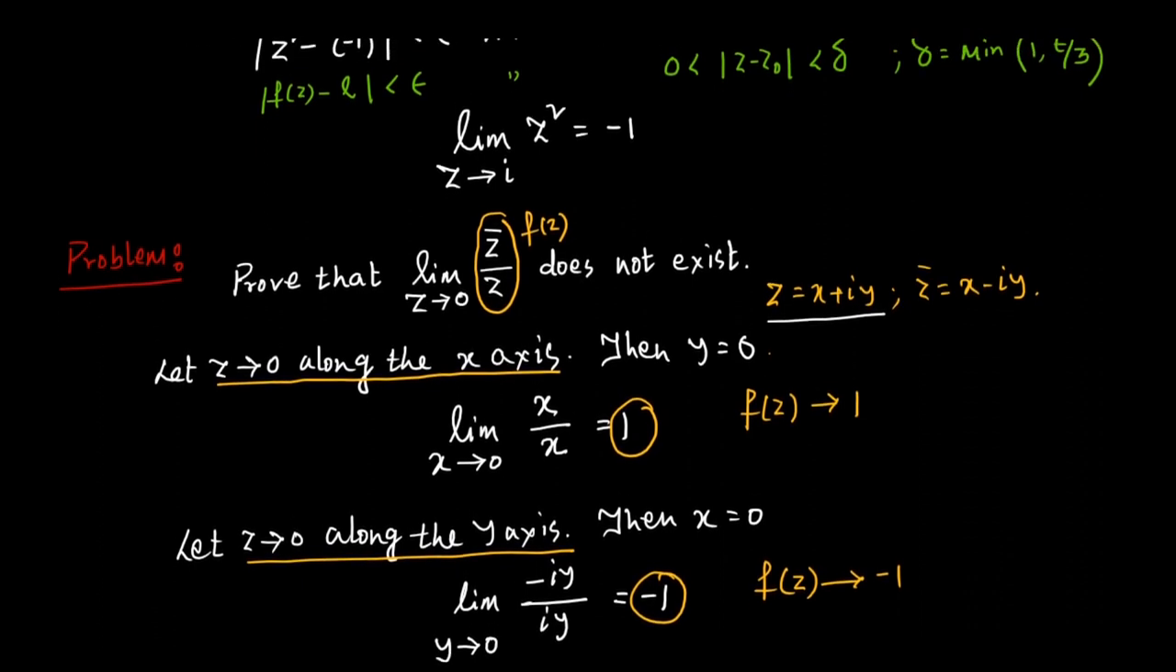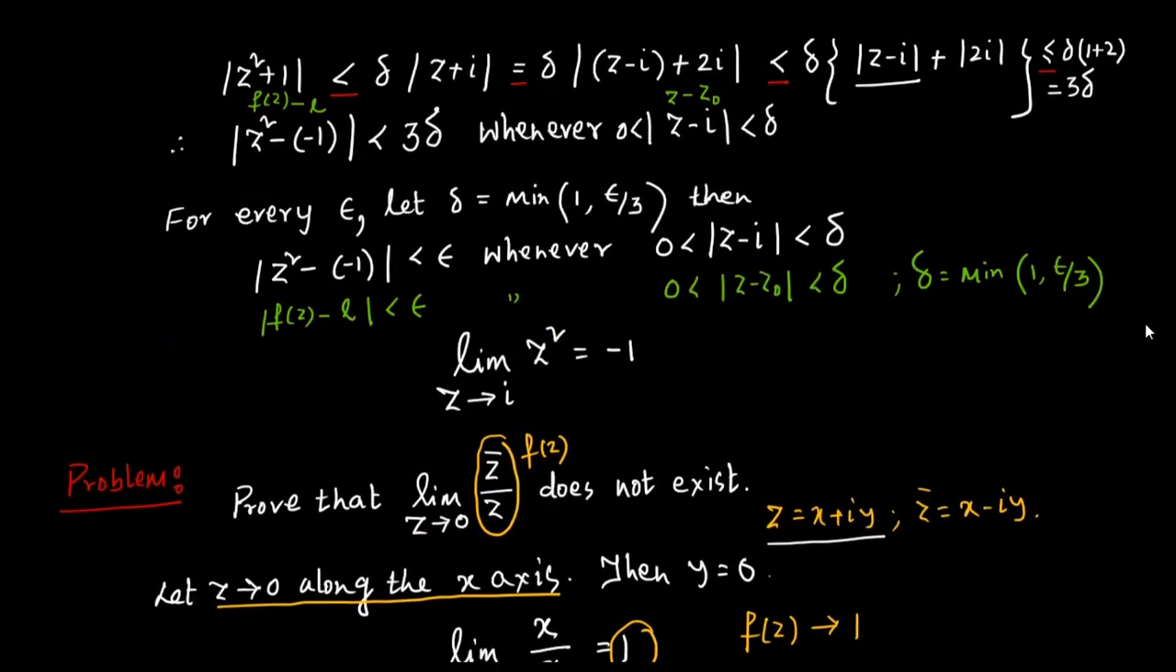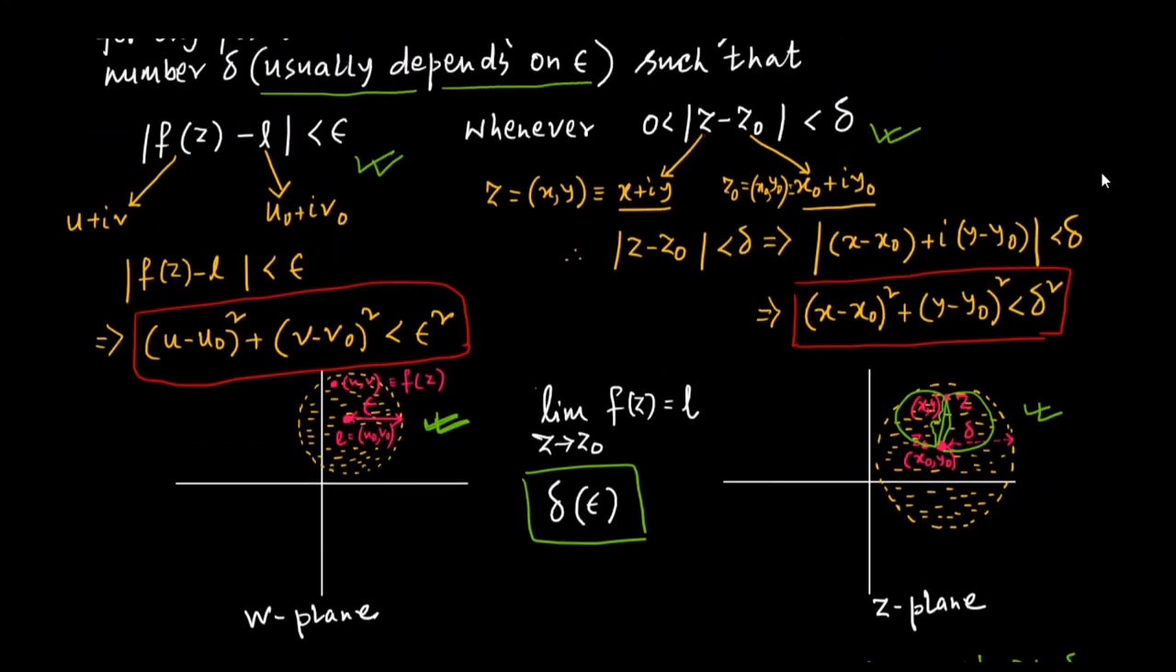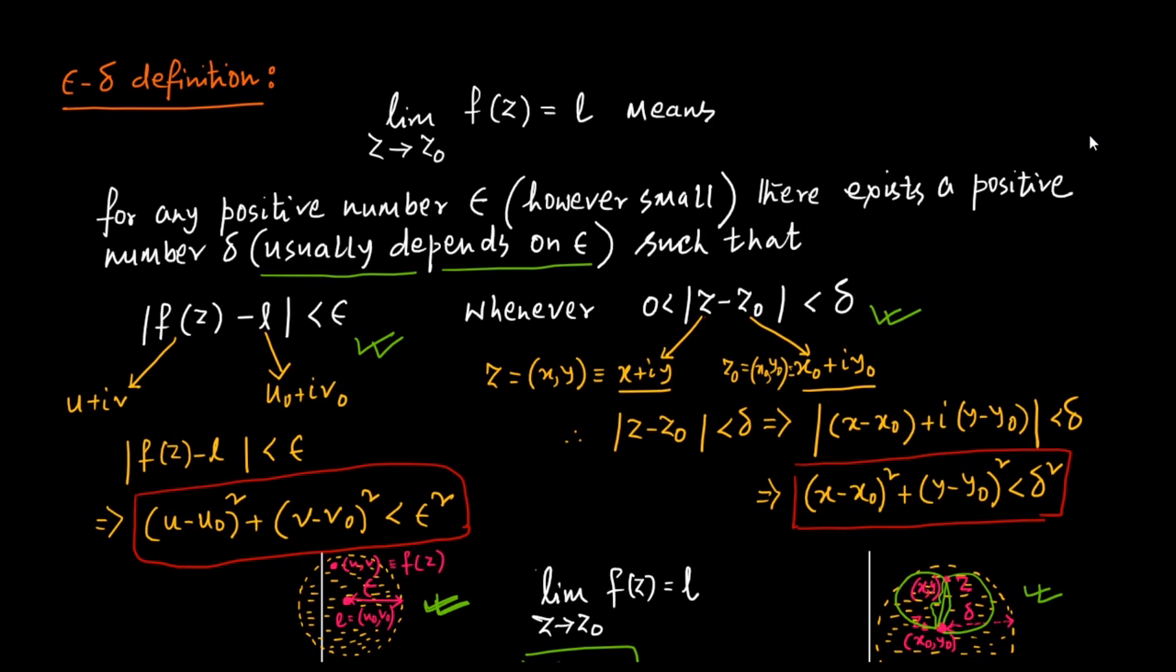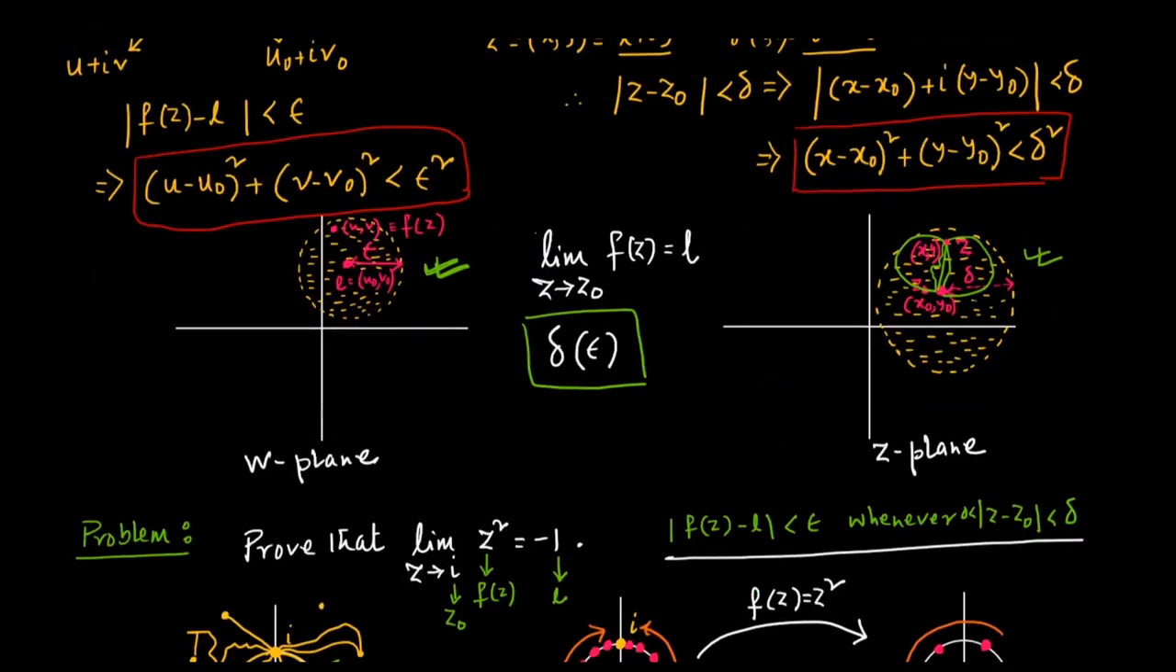So this is what we have learned today, and above all, this epsilon delta definition says that when your variable point and the fixed point are very, very close in the z plane or in the domain plane, the functional value and the limiting value are also very, very close in the w plane. That is what is said by this epsilon delta definition.